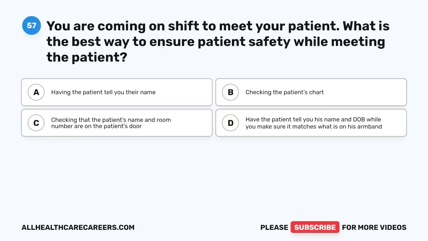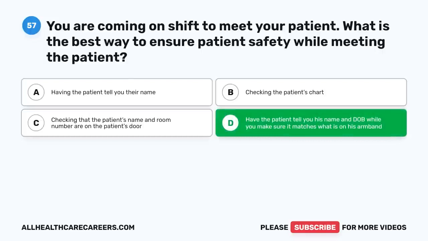Question 57. You are coming on shift to meet your patient. What is the best way to ensure patient safety while meeting the patient? A. Having the patient tell you their name. B. Checking the patient's chart. C. Checking that the patient's name and room number are on the patient's door. D. Have the patient tell you his name and DOB while you make sure it matches what is on his armband. The correct answer is D.